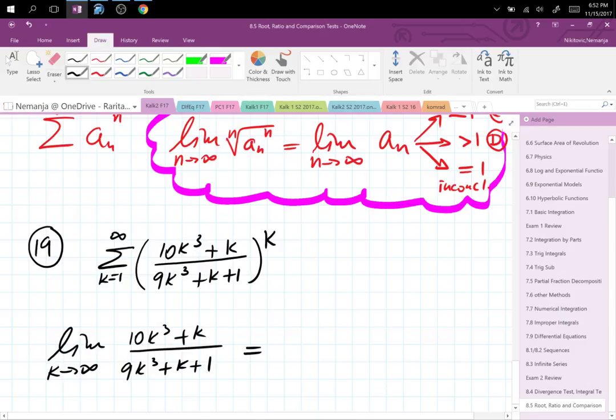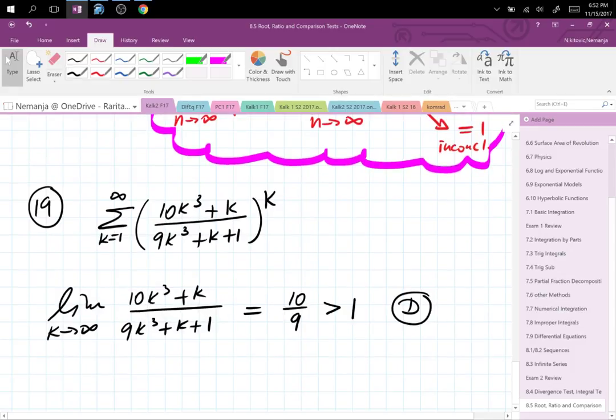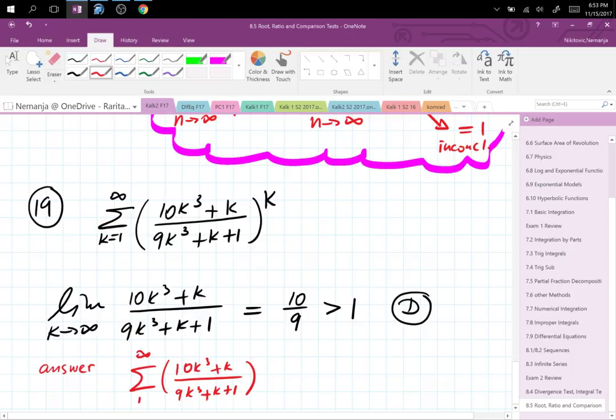You see that numerator and denominator have the same exponent, which means we take the ratio of front coefficients, which is 10 over 9, and that's larger than 1. We have divergence, and we will just write the answer quickly. The series from 1 to infinity of 10k cubed plus k divided by 9k cubed plus k plus 1, to the k, diverges by root test. I'm done.